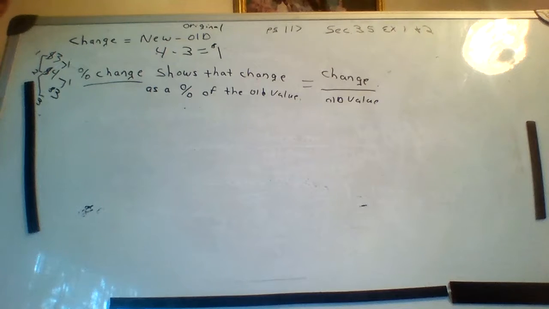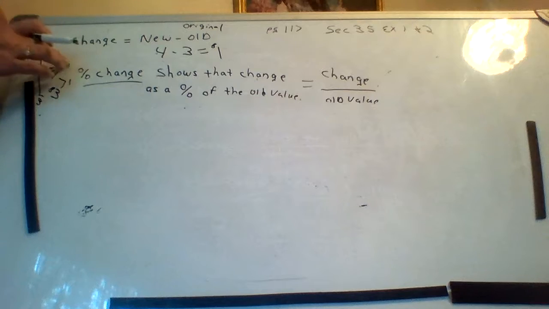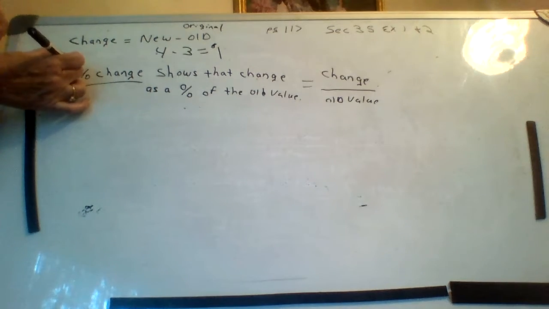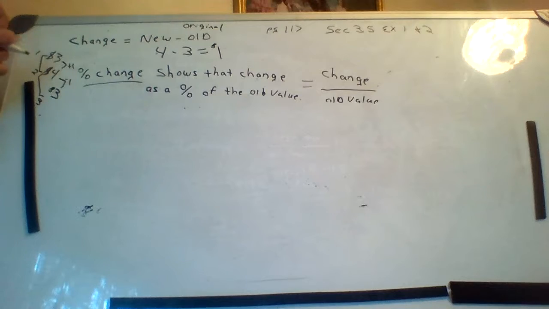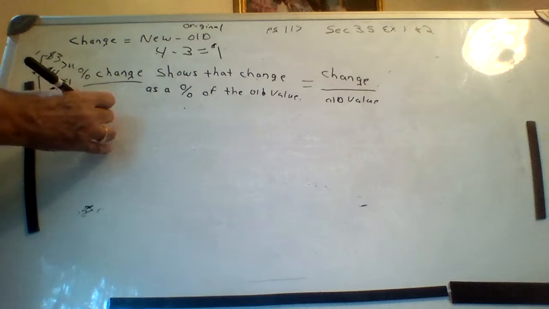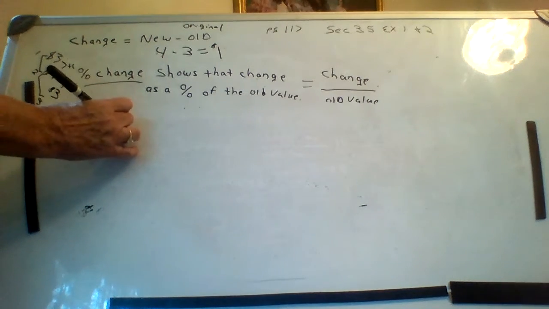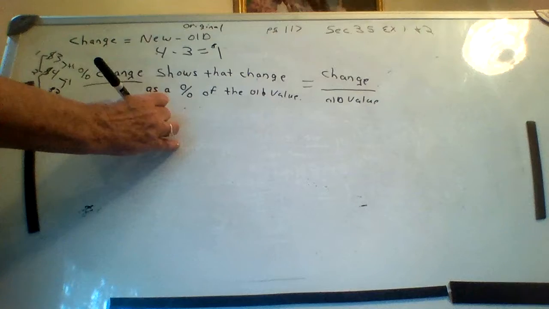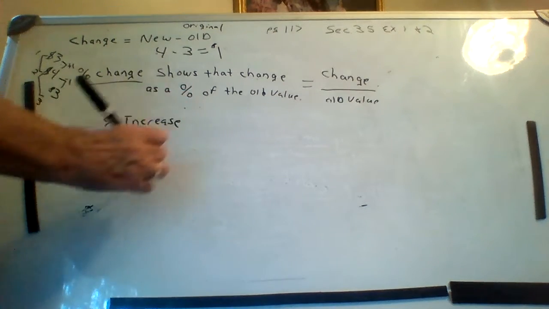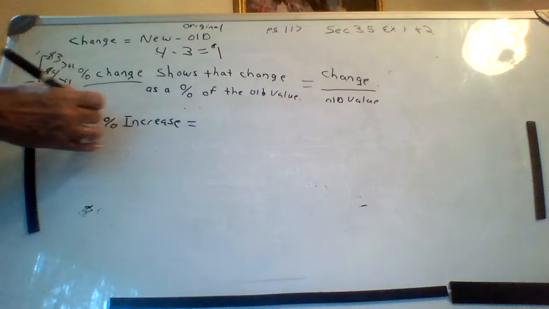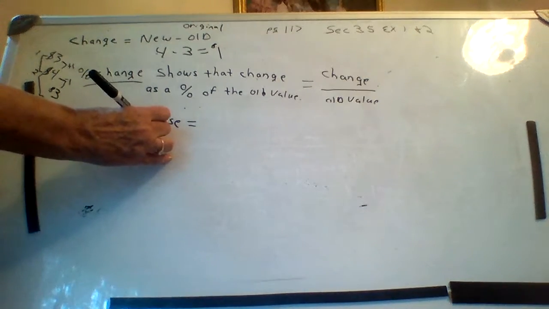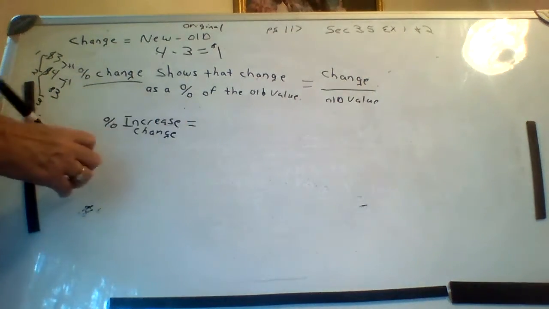It says determine both, the word both, so you've got 2 things you're going to find out. Determine both the percent increase and the percent decrease. Here he increased by $1. Here he decreased by $1. So they want you to figure out both. So the percent increase. Let's see what that is. We're talking about the percent increase of change.